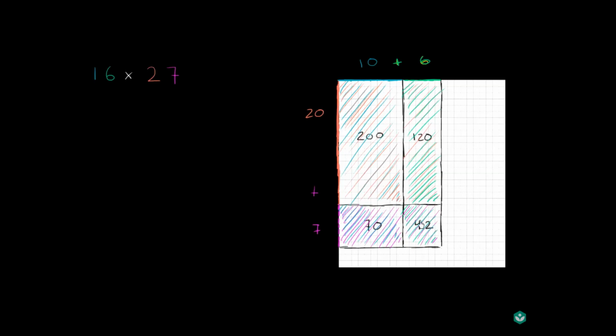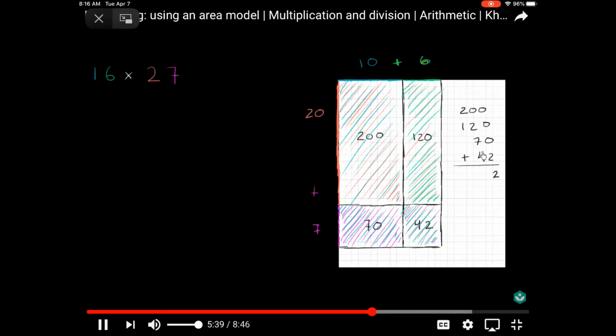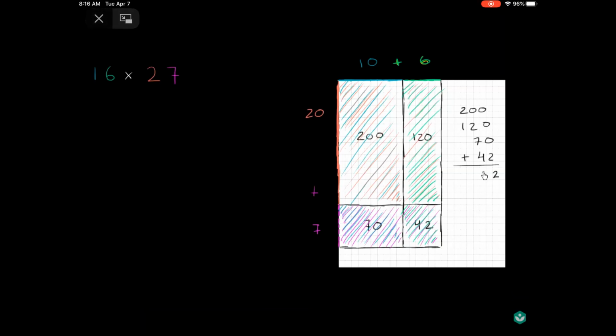So what's the area of this entire thing going to be? Well, it's going to be 200 plus 120 plus 70 plus 42. And when you add that up, in the ones place you get a 2. Then you get 2 tens plus 7 tens is 9 tens plus 4 tens is 13 tens, which is the same thing as 3 tens and 100. And then this is a 4. Did I add that up right? Yep, that looks right. So this is 432.